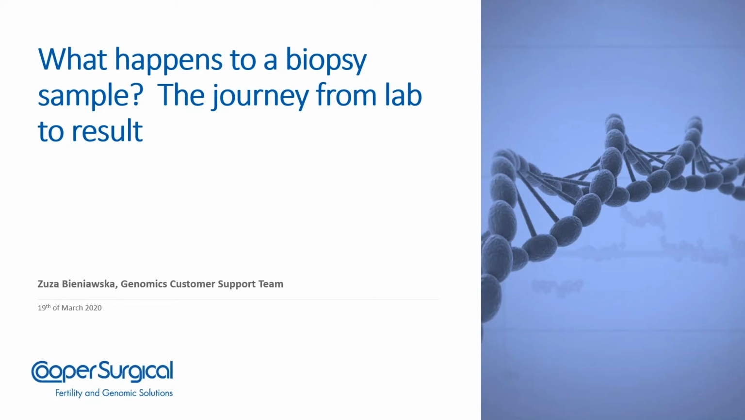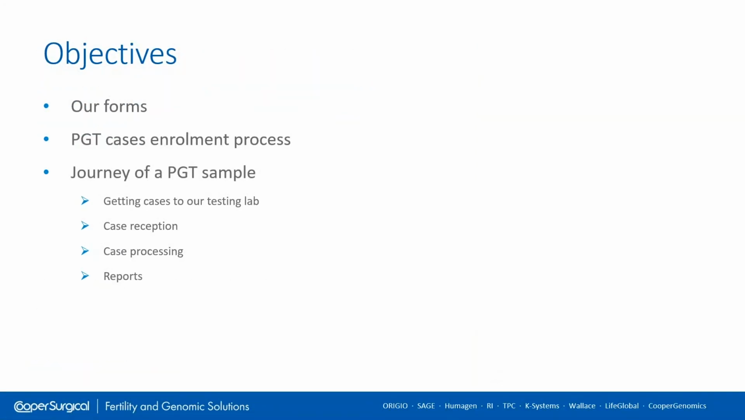Today, I would like to tell you about the journey of your sample from the enrollment process through the lab up to the reporting stage. I would like briefly to start from discussing our forms because every case has to be submitted with the paperwork. Then I would like to take you through the enrollment process for PGT-A, PGT-M, and PGT-SR cases. And then I would like to briefly tell you about what happens to your sample when it gets to our lab. So how is it received, how is it processed, and how is it reported?